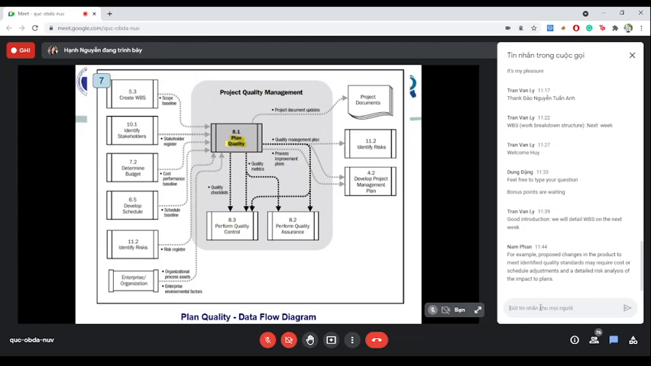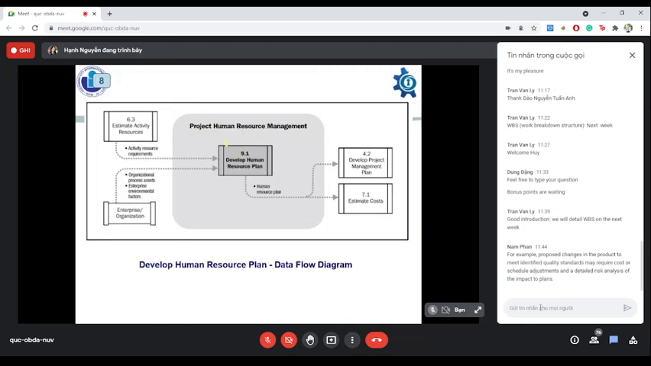The quality planning techniques described here are those most frequently used on projects. There are many others that may be useful on certain projects or in some application areas. And the next one we will be talking about is develop human resources plan.